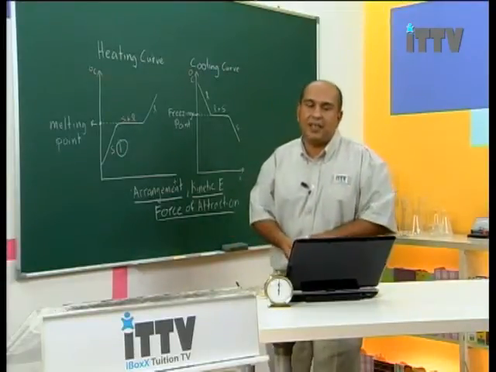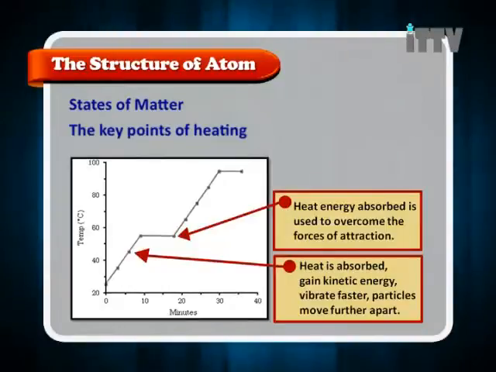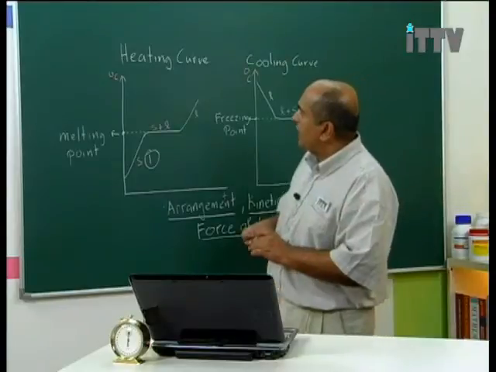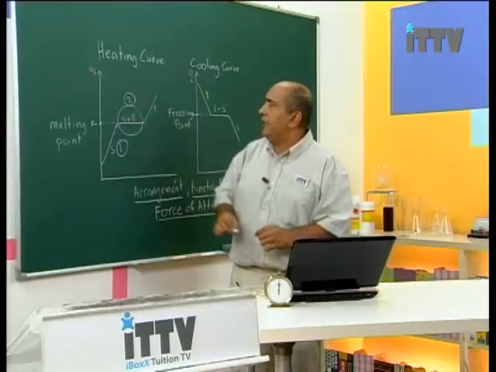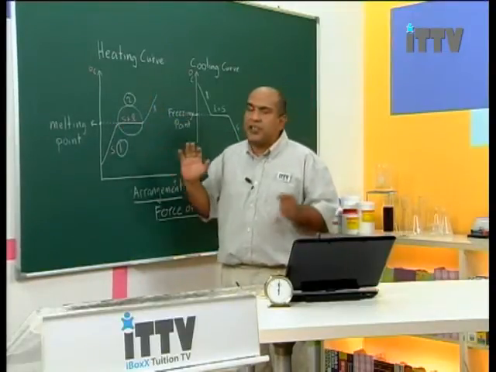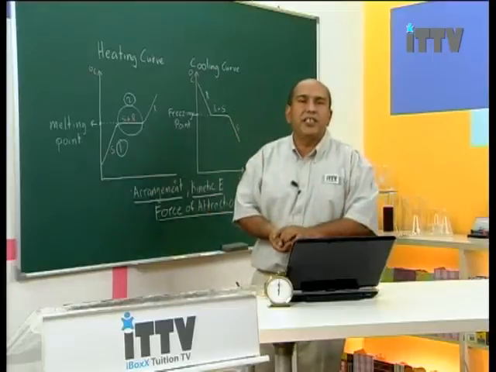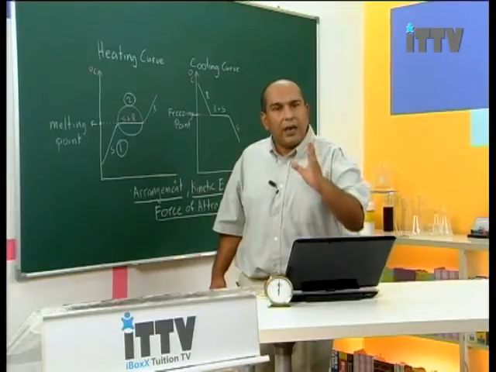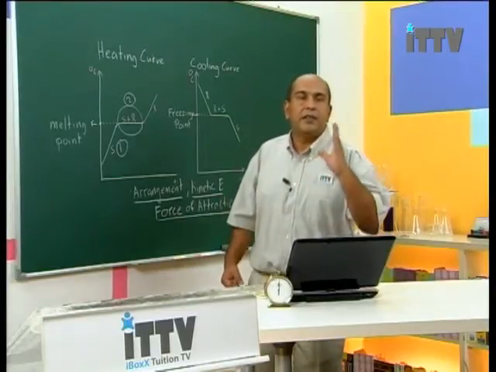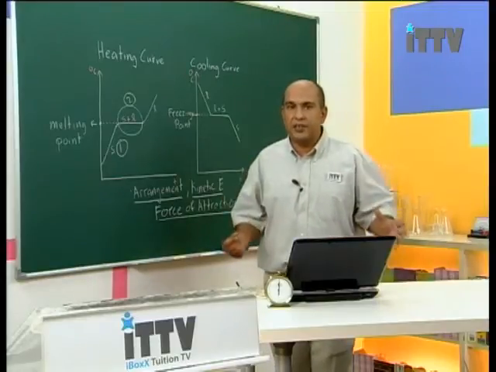Now let's go back to the slide. Second part. Heat energy absorbed is used to overcome forces of attraction. Now, if we go back to the graph that we have here on the board, what we're talking about is this area here, which is the change of state area. Now, the temperature isn't changing. Because the temperature isn't changing, we don't speak about kinetic energy. Kinetic energy is directly related to temperature changes. If the temperature doesn't change, the kinetic energy isn't changing.